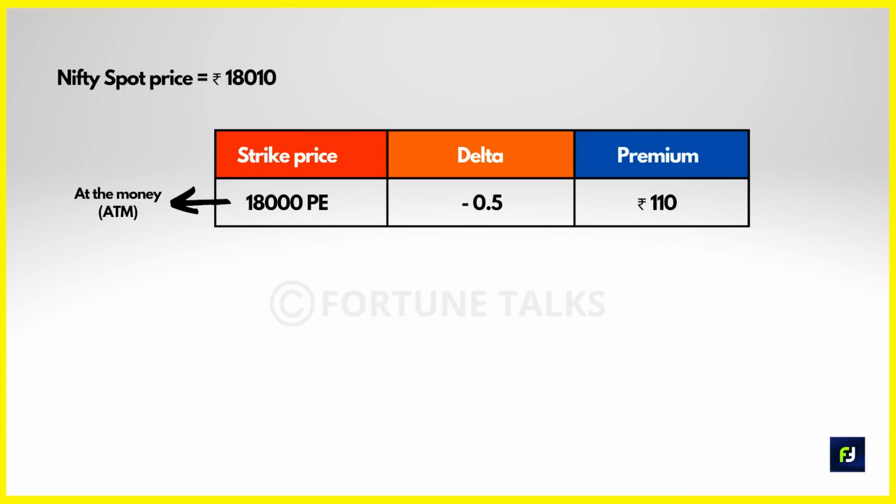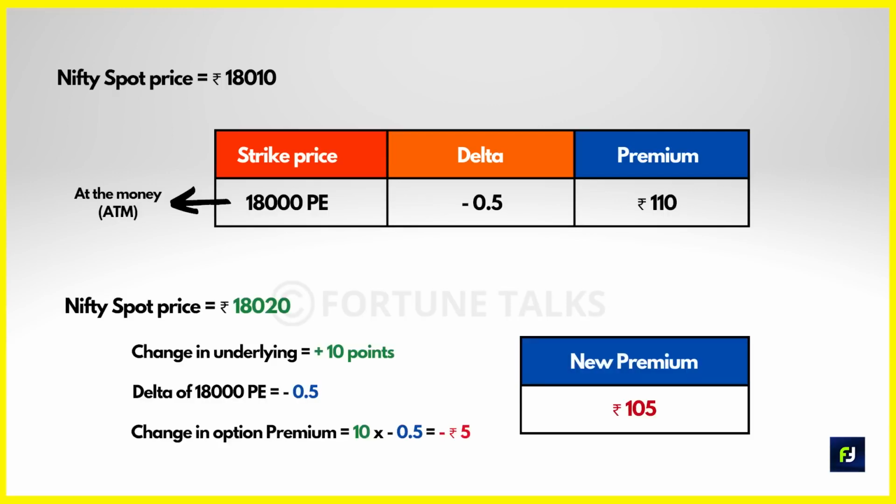0.5 rupees. So if the spot price changes to 18,020, that is, the spot price increase by 10 points, then the put option premium will decrease 5 points to 105, and if Nifty moves to 18,000, that is, the spot price decrease by 10 points, then the 18,000 put option premium will rise 5 points to 115 rupees.